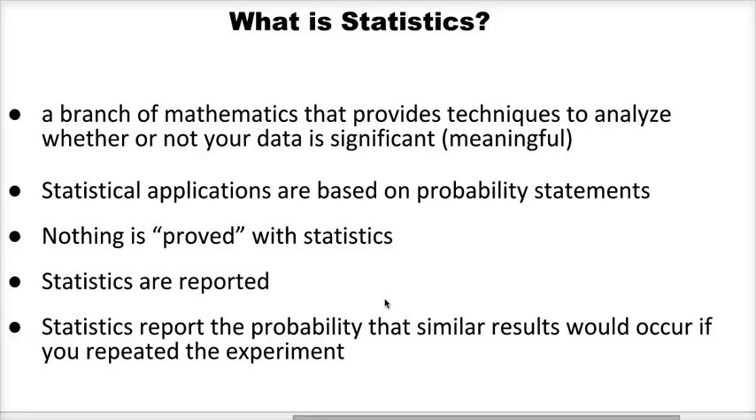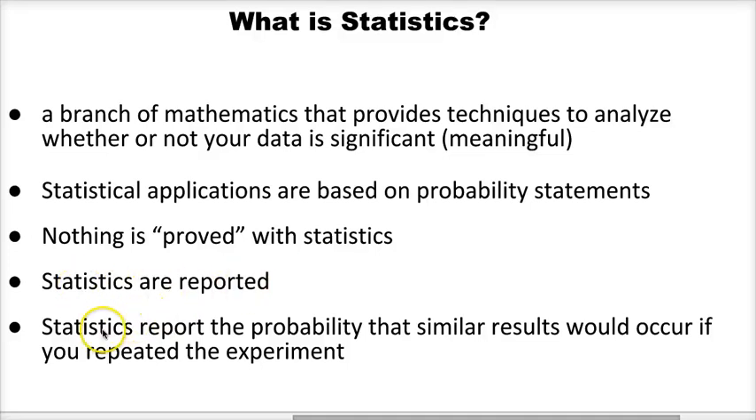It's a branch of mathematics that provides techniques to analyze whether or not your data is significant, meaningful. We'll get to that. Statistical applications are based on probability statements. Okay, we've seen that in our Punnett squares and our Mendelian genetics. Nothing is proven with statistics, right? We can only say that something may be occurring. There may be a link. We can never say definite, okay?